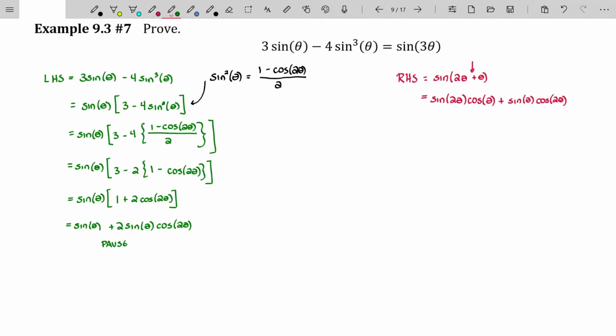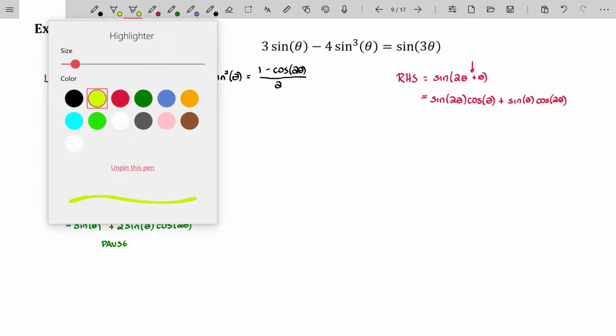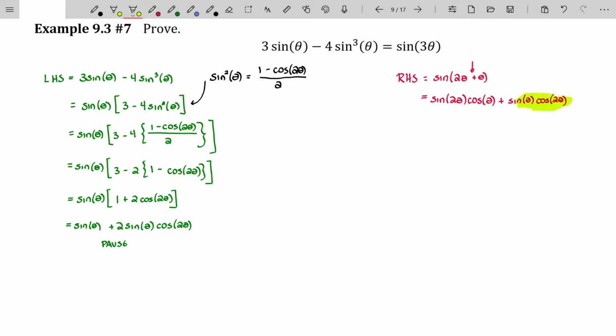Notice on the right-hand side, I have something similar. I don't know if you could see it. I'm going to use a highlighter to showcase this. On the right-hand side, I have a sine of theta times a cosine of 2 theta. On the left-hand side, I have a sine of theta times a cosine of 2 theta. Well, I actually have two of them. So I'm going to have to do a little bit of a manipulation here, but I'm very, very close. Super close, actually. And in fact, what I think I'm going to do is I'm going to unpause on the left-hand side one last time. Let me write pause on the right-hand side because I'm pausing this work. I'm going to unpause on the left-hand side.